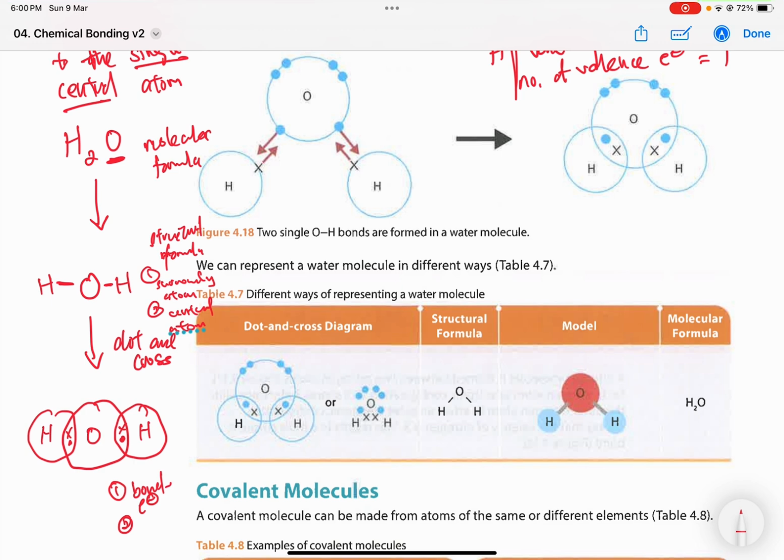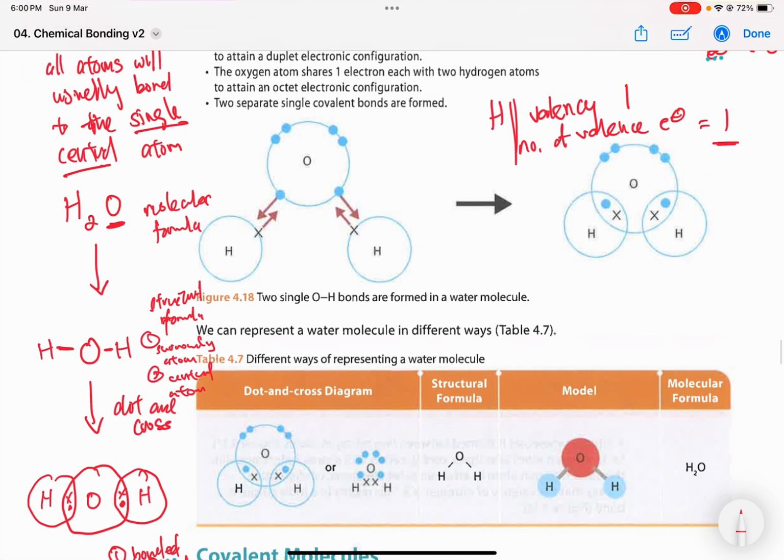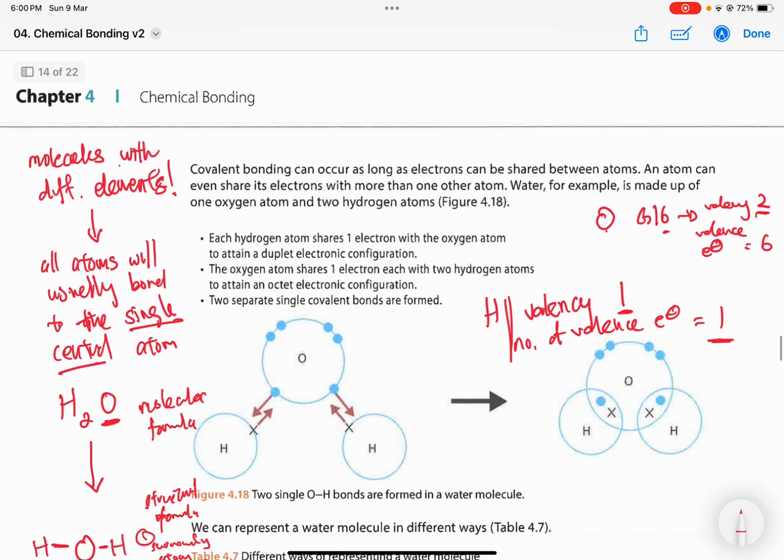Second part is to look at the non-bonded electrons. So how to know how many non-bonded electrons you draw? Just take the number of valence electrons minus the valency. So hydrogen has 1 valence electron, and 1 electron is used for bonding, which means that there's no electron left that's not bonded. So for hydrogen, I don't need to care about the number of non-bonded electrons because there just simply isn't any. How about for oxygen?